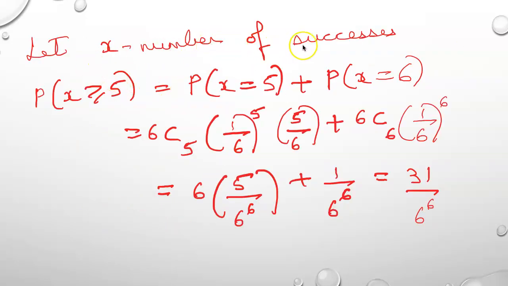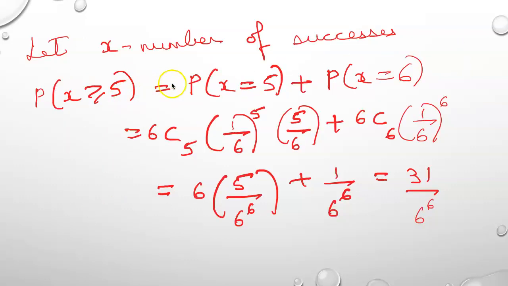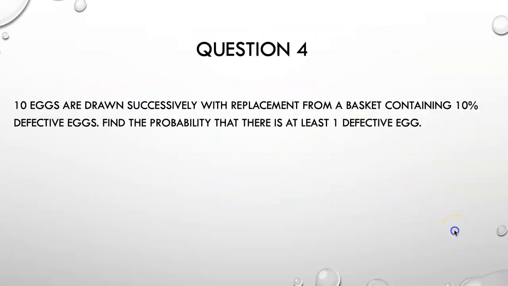Now, let x be the number of successes. We need to find the probability that x is greater than or equal to 5. That is what you are asked to find. At least 5 successes means probability that x equals 5 plus probability that x equals 6. Probability that x equals 5 is nC5 p raised to 5 q, and probability that x equals 6 is nC6 p raised to 6. So we simplify and get the answer as 31 by 6 raised to 6.